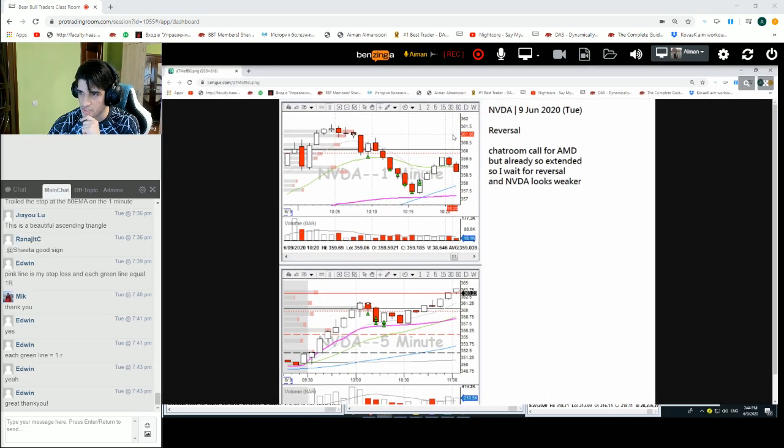NVDA, this was a parabolic reversal. This wasn't bad right there. Chatroom called for AMD, but it was already so extended, so I waited for a reversal, and NVDA looked even weaker. So look at this, uptrending with no pullbacks, extended from the 9 on the 5-minute chart, starting to do some parabolic price action up there. It started topping out.